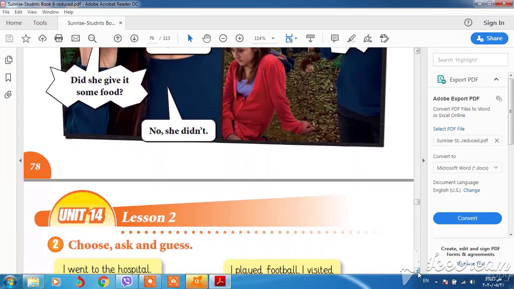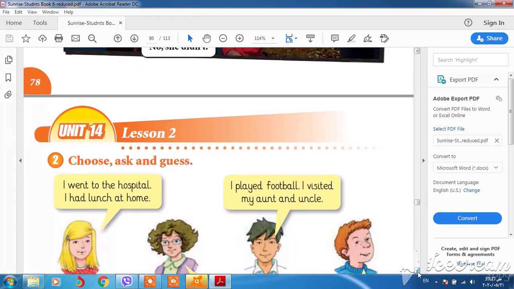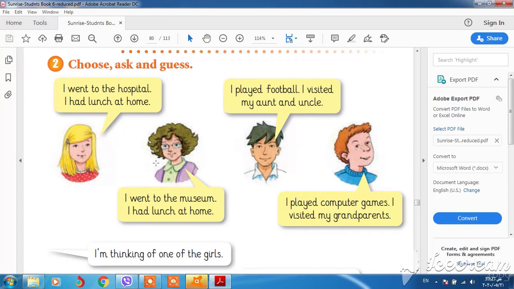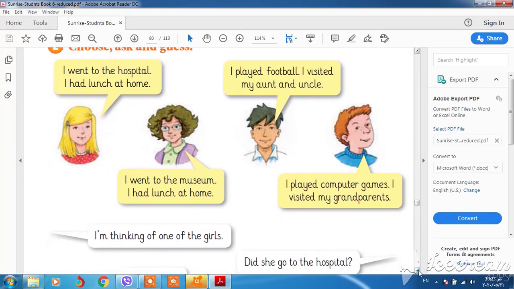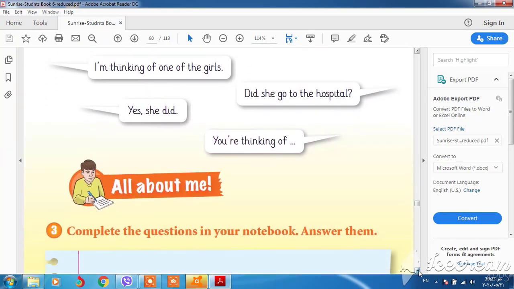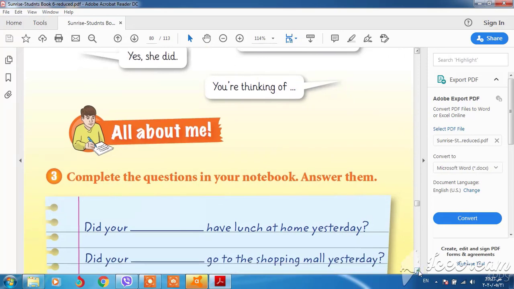Okay. And choose an answer. Okay, I went to the hospital, I had lunch at home, I went to the museum, I had lunch at home. Also we have when, we have had. I played football, I visited my aunt and uncle. We have played, we have visited. I played computer games, I visited my grandparents. Okay, also we have played, and also we have visited. Also it's about you can ask anything you like. Okay.